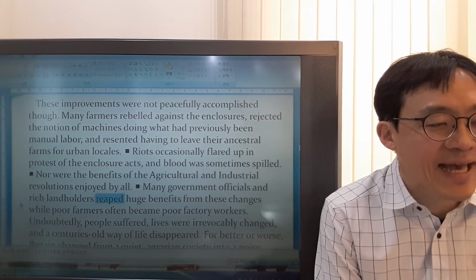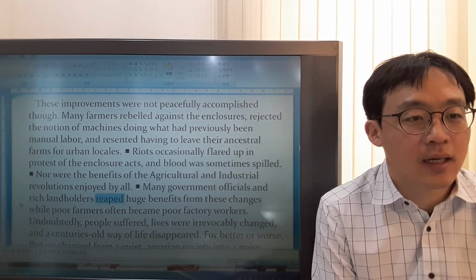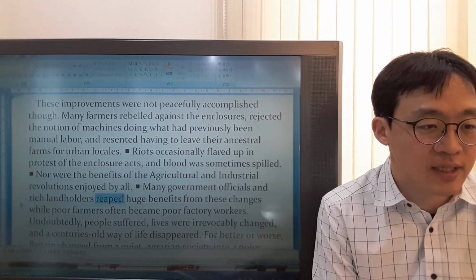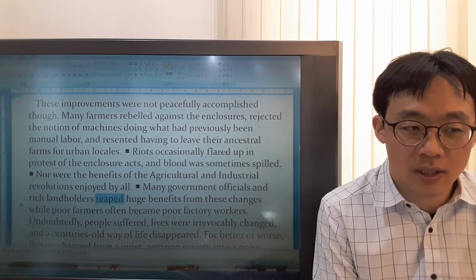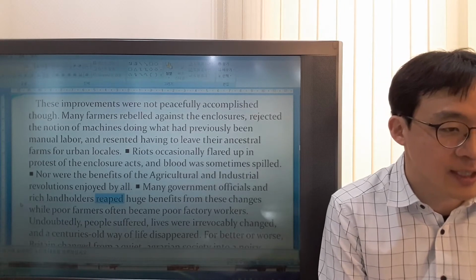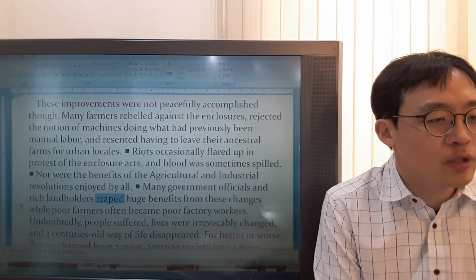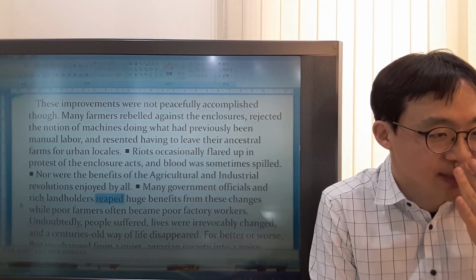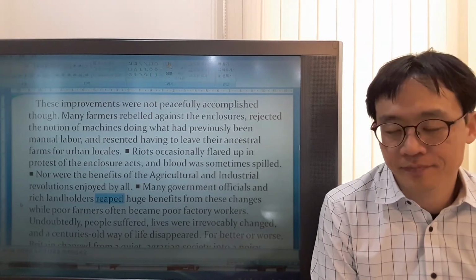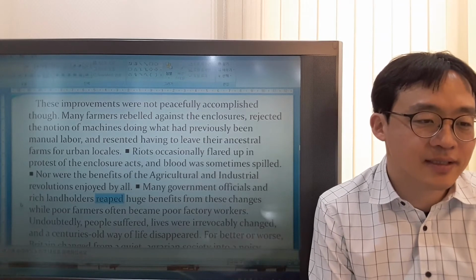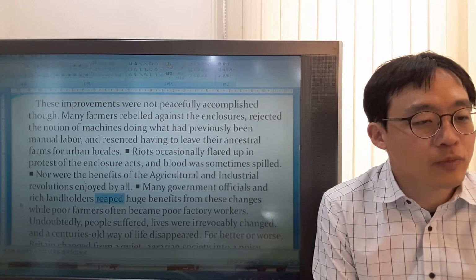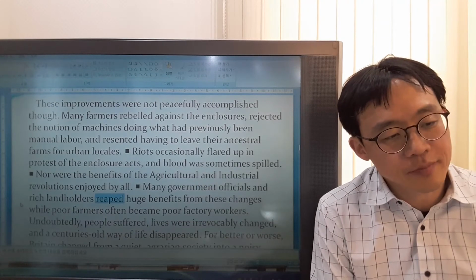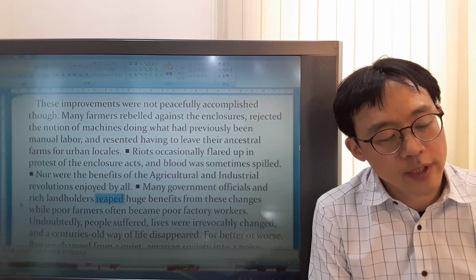Rebel means to act differently from the normal people and rejecting the values of the society, okay? That is rebelling. Manual means of the hand. Resent means to feel angry or bitter about something. Ancestral is the adjective of ancestor. Ancestor is the people from whom you have descended. Local is a small area, okay?